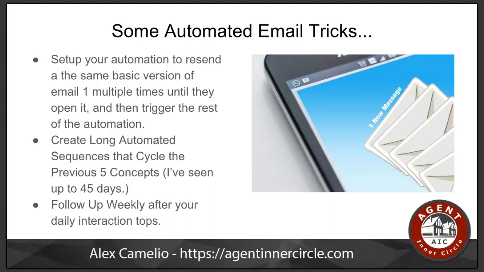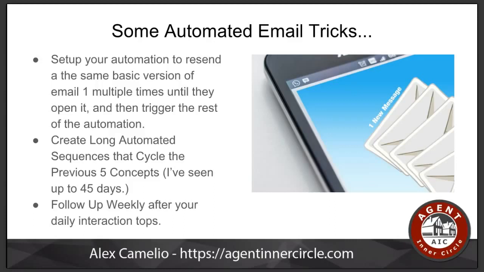So the first one is, set up your automation to resend the same basic version of email 1 multiple times until they open it, and then trigger the rest of the automation. I know that might seem kind of ridiculous, right? But it's funny how well it works. So what you do is you come up with whatever the first email in the sequence is, and you create 5, 6, 7, 8 different versions of that same email. You reword it, you rework it a little bit, but basically it's the same email. It's a "hello, I'm so-and-so" email consistently.